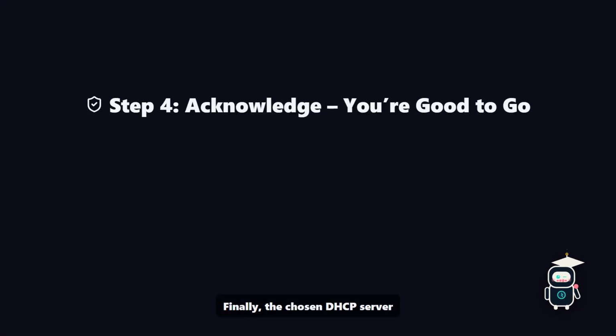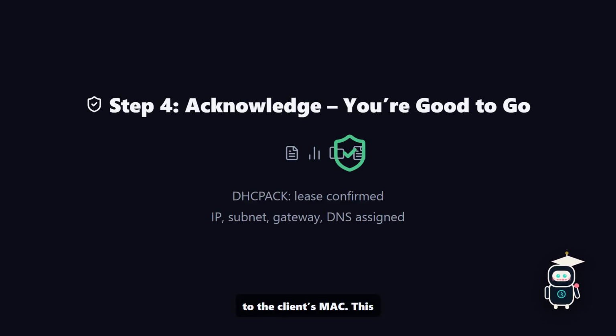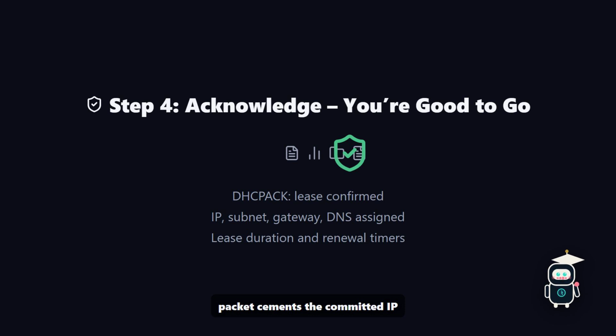Finally, the chosen DHCP server locks in the lease by sending a unicast DHCP ACK directly to the client's MAC. This packet cements the committed IP address, subnet mask, default gateway, DNS servers, lease duration, and renewal timers. Once the client receives the ACK, it configures its network interface and is officially on the network. If the client never gets this acknowledgement, maybe the server ran out of addresses, it stays unconfigured and might eventually fall back to an APIPA self-assigned 169.254 address.